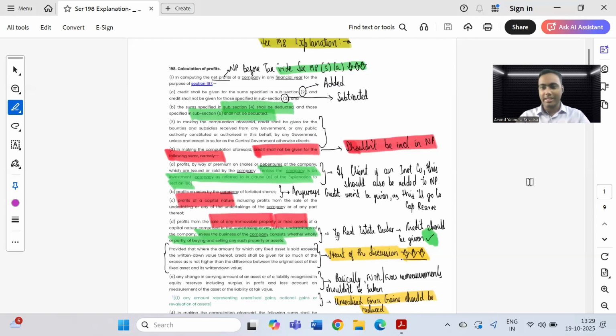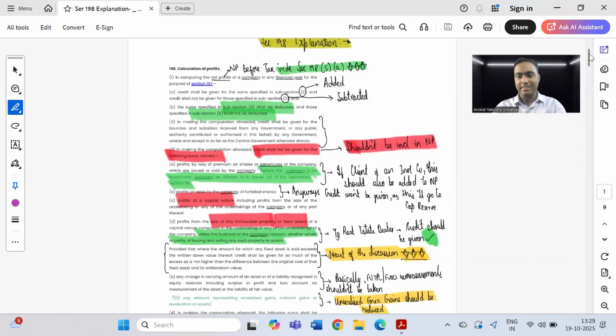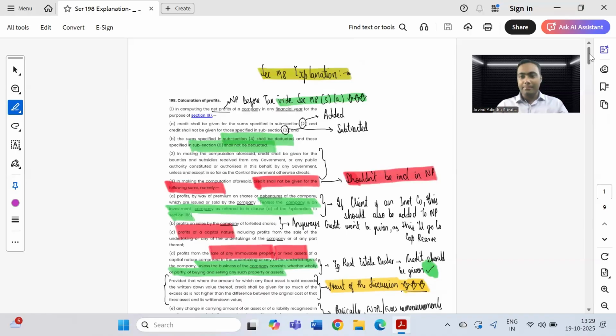Today we're going to be looking at managerial remuneration on similar lines. So sit back, relax, and enjoy as we dissect this one. Guys, what is managerial remuneration? Loosely speaking, managerial remuneration is the remuneration that you basically pay to your directors. This remuneration has a maximum limit, and that limit is based on your net profits, right?